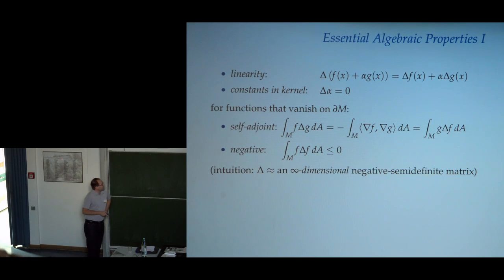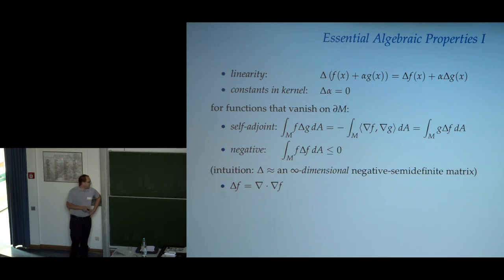Because the properties are very, very similar to a negative semi-definite matrix, a couple of extra properties. Maybe you've seen this formula before: the Laplacian is equal to the divergence of the gradient.